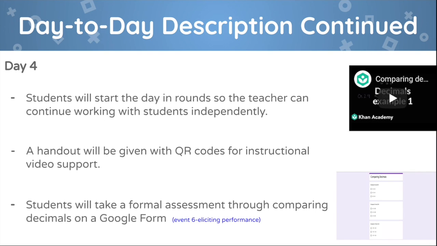On day 4, students will start the day in rounds so that the teacher can continue working with students independently. A handout will be given to students with a QR code for instructional videos for students to use when they are working with their partners in their rounds activities, when they are working independently, or when they are at home working on homework. While the teacher is not with students, they will participate in activities and workplace games with a partner, and when the teacher is meeting with a student, they will collect formal data via a checklist.